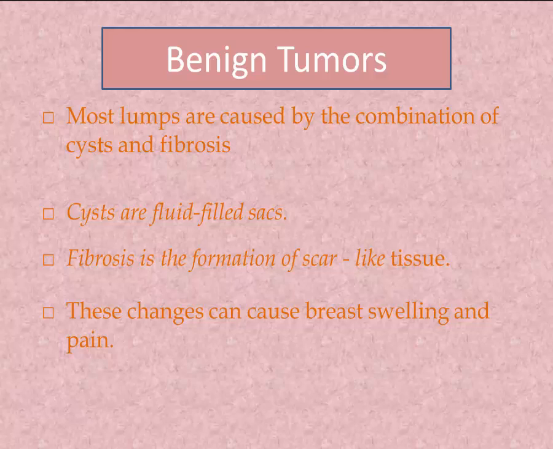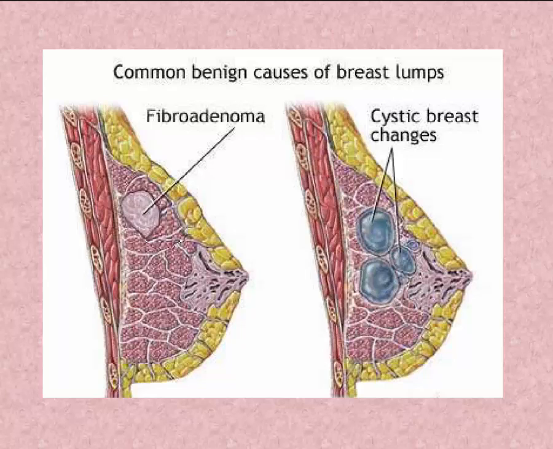Most lumps are caused by the combination of cysts and fibrosis. Cysts are fluid-filled sacs. Fibrosis is the formation of scar-like tissue. These changes can cause breast swelling and pain. These are common benign causes of breast lumps: fibroadenoma and cystic breast changes.